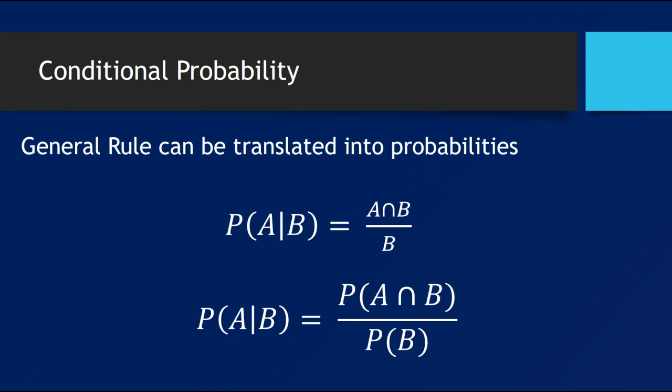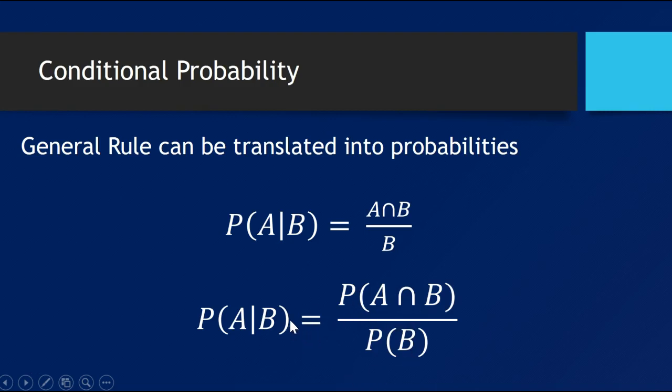But what if I don't know raw numbers? What if I only know probabilities? Well, the general rule can be translated into probabilities as well. All it is, is the probability of both traits divided by the probability of the given trait. So instead of the number of individuals that have both traits divided by the given trait, we can just replace number of individuals with probability, and we still get this exact general rule.